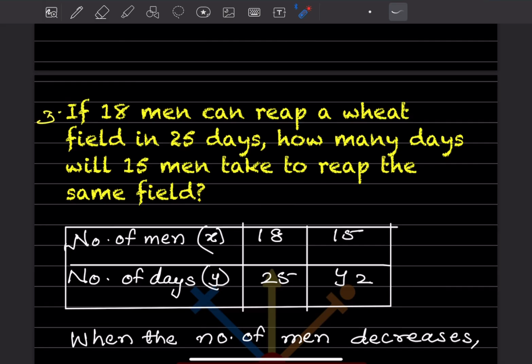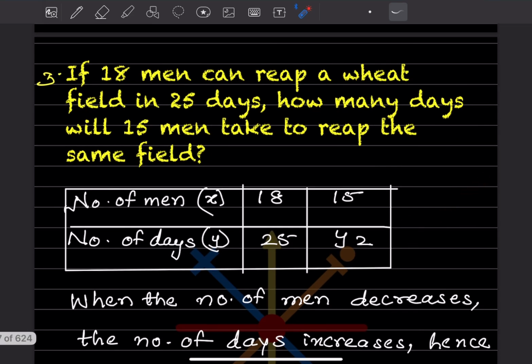So if 18 men can reap a wheat field in 25 days, how many days will 15 men take to reap the same field? First let us prepare a table. So there are your men and the days. Number of men and number of days, that we can consider as X and Y. So 18 men we can put here, and here the number of days is 25.